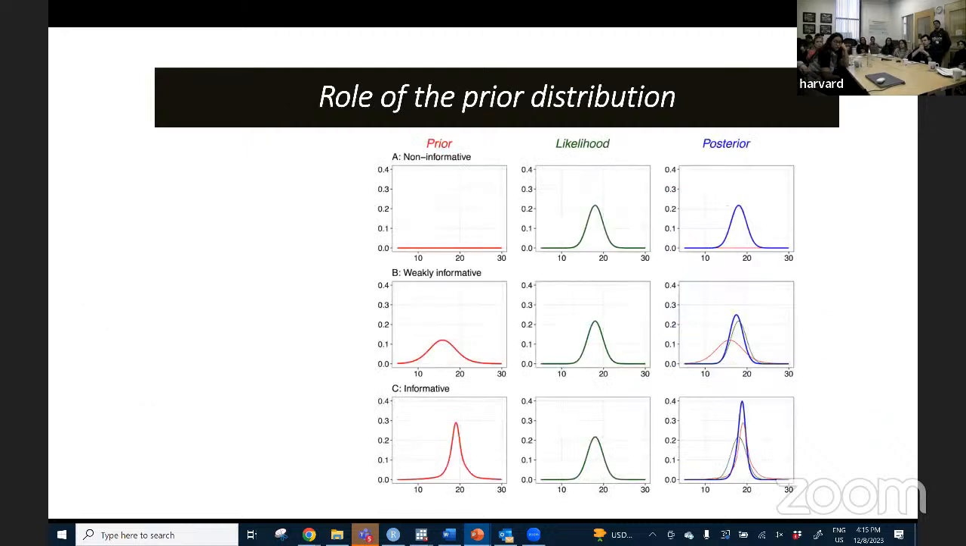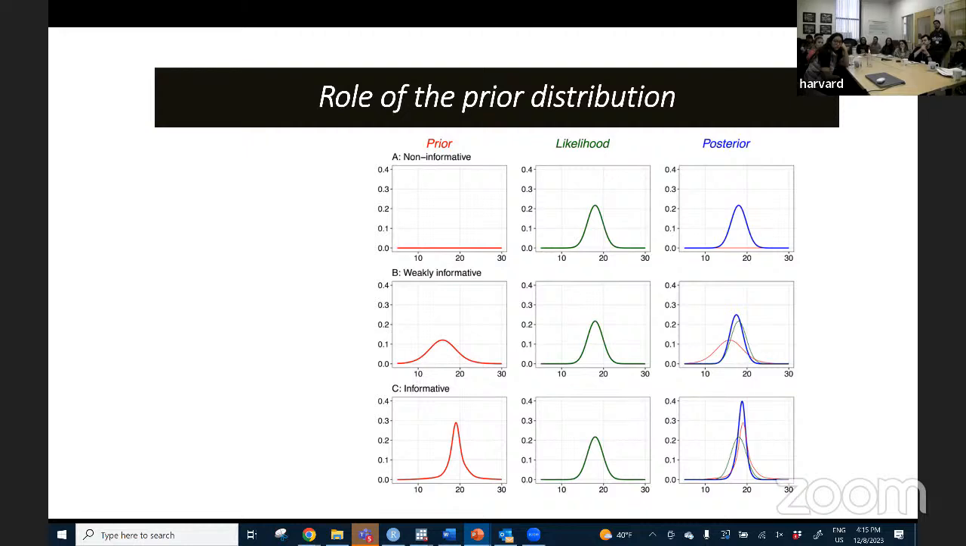So here is just an example of the important role of the prior distribution. This is actually the big controversy, right? Because how can we know if our prior is the correct one? And the answer is we don't know. We need to make a decision.